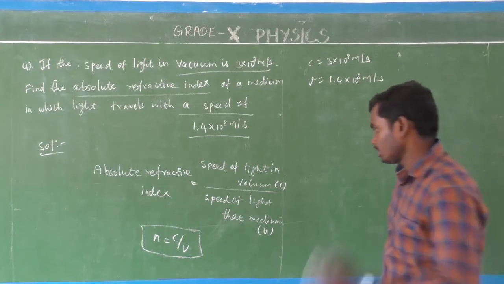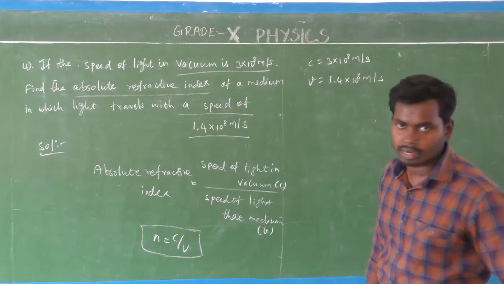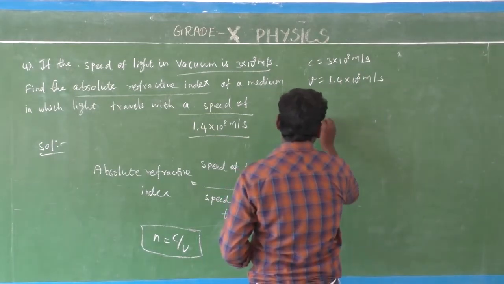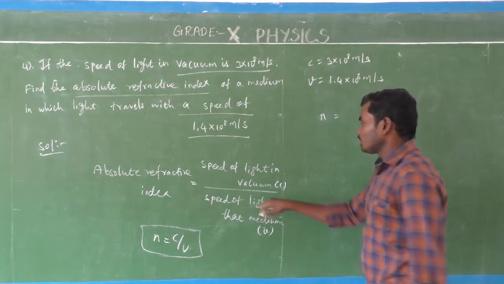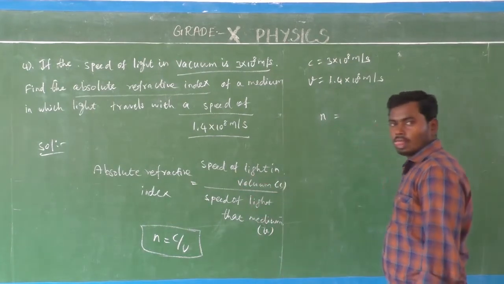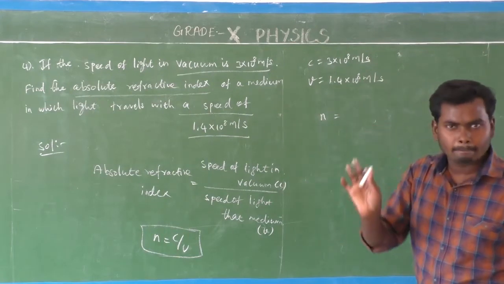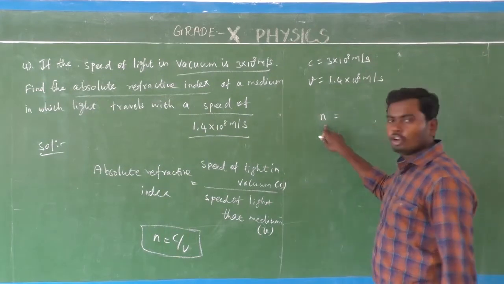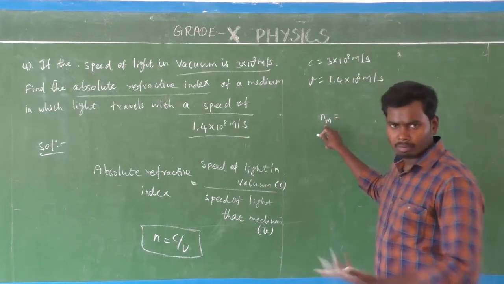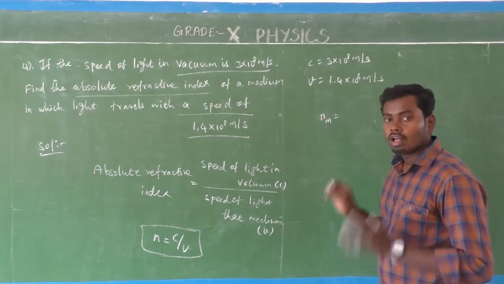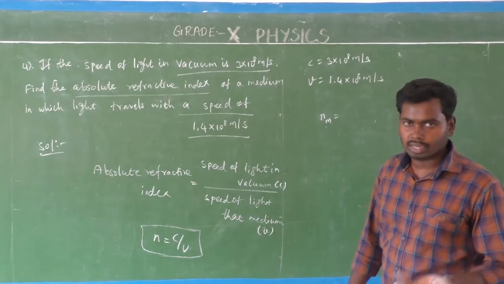Now you find out the refractive index, which means the absolute refractive index. So the absolute refractive index is equal to c by v. Which medium is it? That medium's name is not given, so you just mention m, which means medium. So absolute refractive index of medium m. We should not mention with respect to anything, only absolute refractive index.